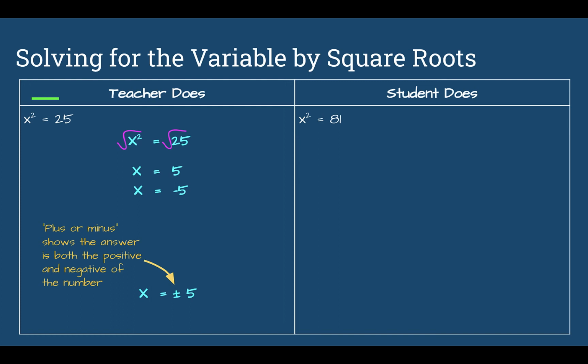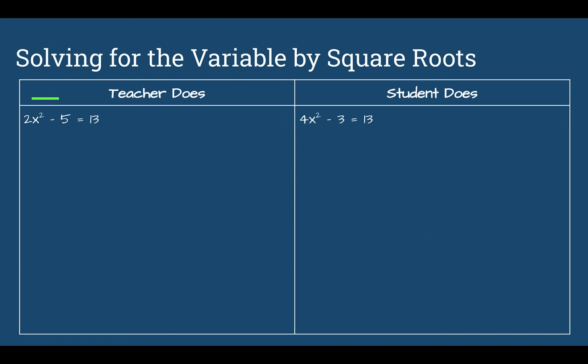Now it's your turn. Pause the video. What value or values of x will make this equation true? Let's check. You should have got x is equal to plus or minus 9. So if we start with our equation and take the square root of both sides, you get x equals positive 9 and x equals negative 9. So plus or minus 9.